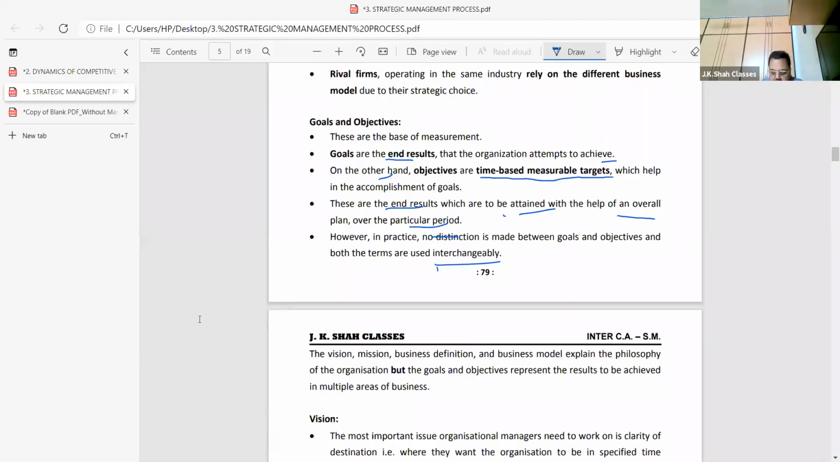The vision, mission, business definition and business model explain the philosophy of the organization. Important: these are set by the top and middle level management, the people who sit in air-conditioned cabins and offices. That tells the philosophy. Goals and objectives represent the results to be achieved in multiple areas of business. So these are the people who will implement, and these are the people who will formulate strategies. That's it for the day.